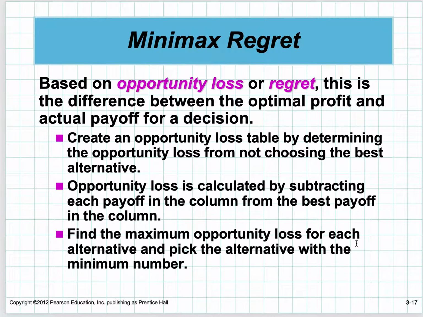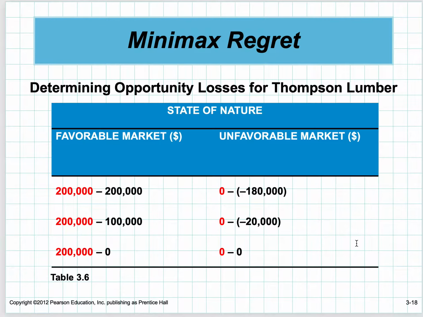The difference between optimal profit and actual payoff for a decision. Create an opportunity loss table by determining the opportunity loss from not choosing the best alternative. So you pick the other alternative, and then you see the difference. Opportunity loss is calculated by subtracting each payoff in the column from the best payoff in the column, finding a maximum opportunity loss for each alternative, and picking the alternative with the minimum number. What? See how I can lose you very quickly by explaining it very clearly? And I don't like convoluted decision making, but you get what we're talking about here.